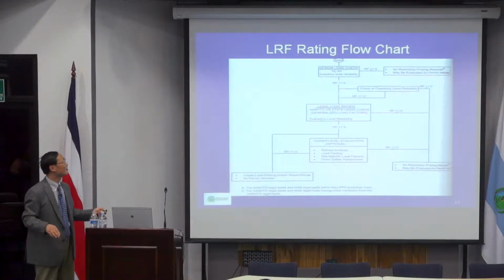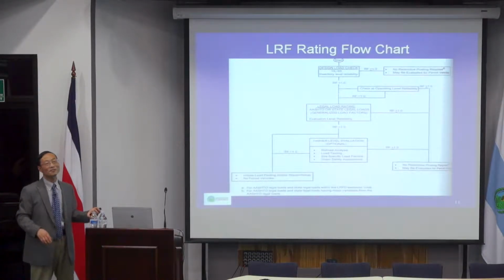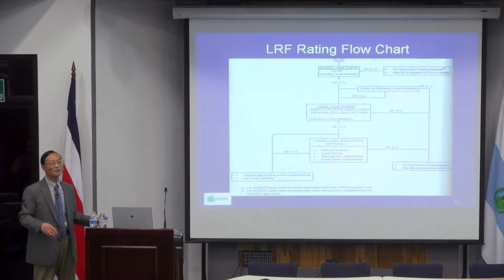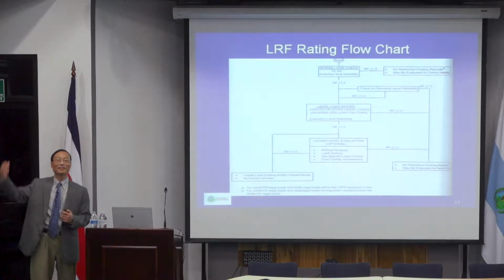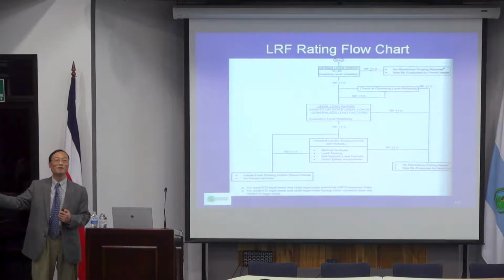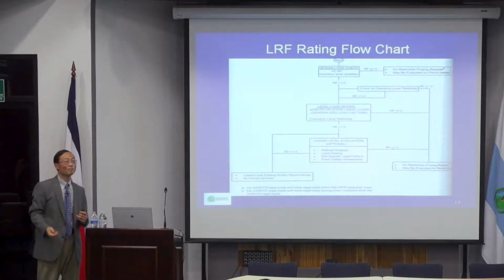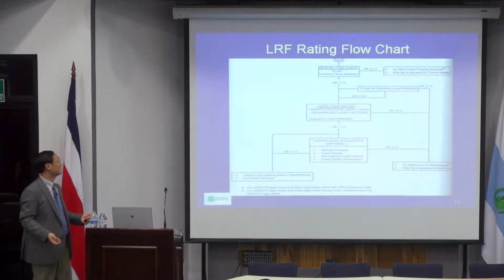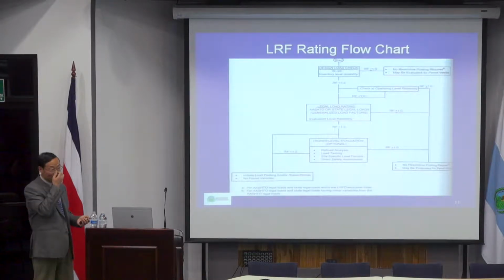Because the load is smaller, you just use that to rate. If it's greater than 1, then it's okay, you don't need to do anything. And if it's smaller than 1, then you need to do one of two things. If you don't do anything else, you need to provide a posting. In other words, you say there are load restrictions and what kind of truck can pass. Otherwise, you need to do a rehabilitation.